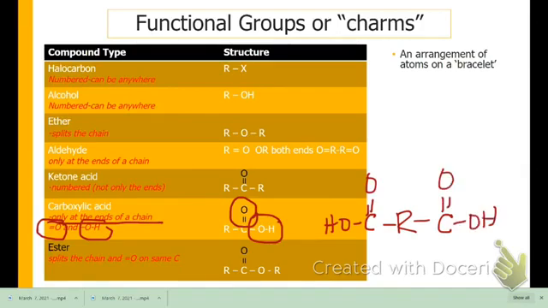And then you have the ester. The ester actually splits the chain with a double bonded O. So here is a double bonded O on the end of a carbon chain, and then this oxygen splits it, and then there's the rest of the chain.